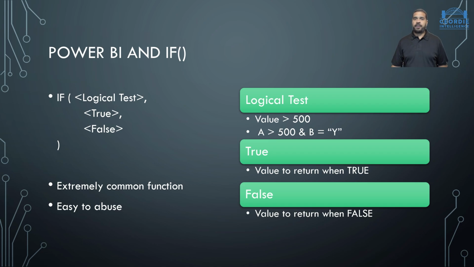So to start with, if is a simple function. Three components to it. You've got your logical test you have to put in. You compare something: tell us if this value goes over 500 or under 500, or is A plus B greater than C. Whatever you want to do. Logical statement first. If that comes back as true, return something. If it comes back as false, return something else. Not rocket science at all.